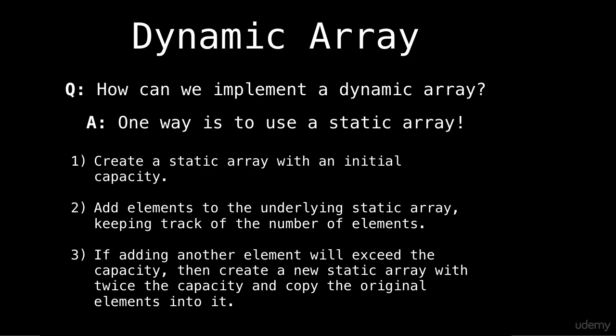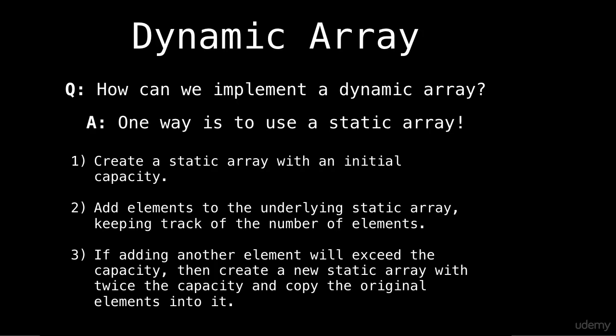Okay, so we already talked about this a little bit, but how do we formally implement a dynamic array? Well, the answer is typically this is done with a static array. But this is not the only way, of course. So first we create a static array with some initial capacity, usually non-zero. Then we add elements to the underlying static array, keeping track of the number of elements added.